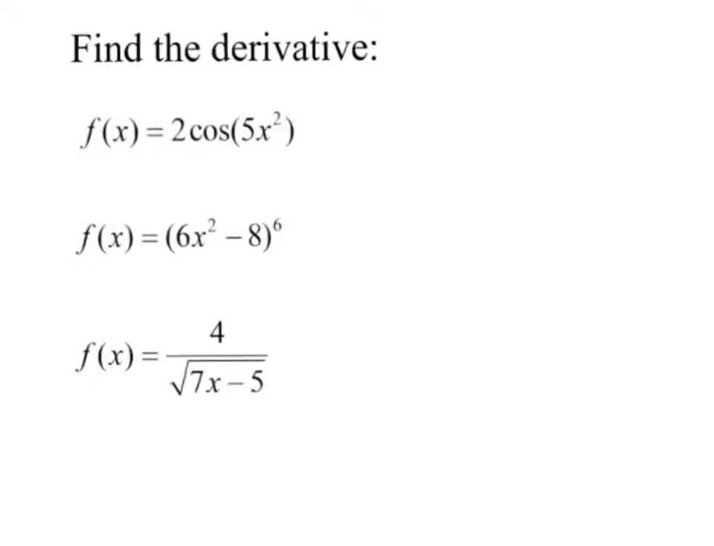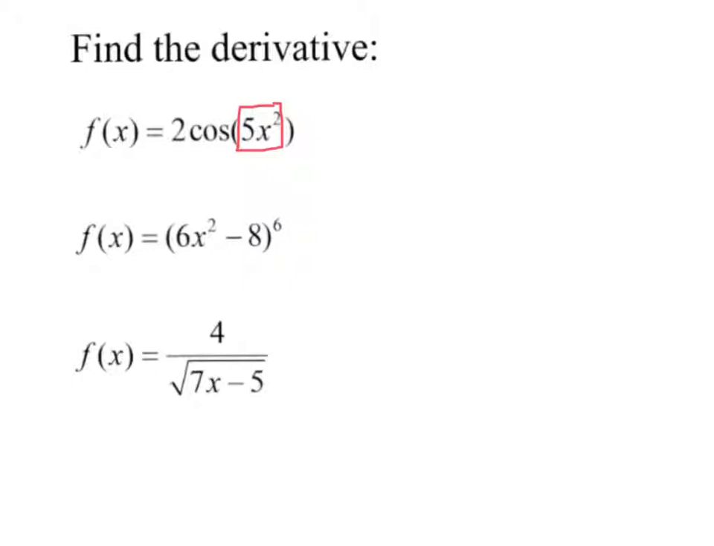In this video, I'm going to show a couple more examples of using the chain rule to find derivatives. So I guess the first thing I would do is always identify what's the inside function, because remember, chain rule is for compositions of functions. So I look at this and I say, well, the 5x squared has been put into cosine. So I'm going to treat that as my inside function.